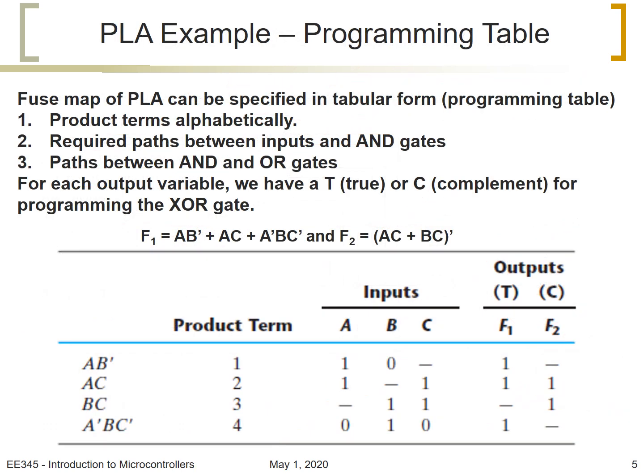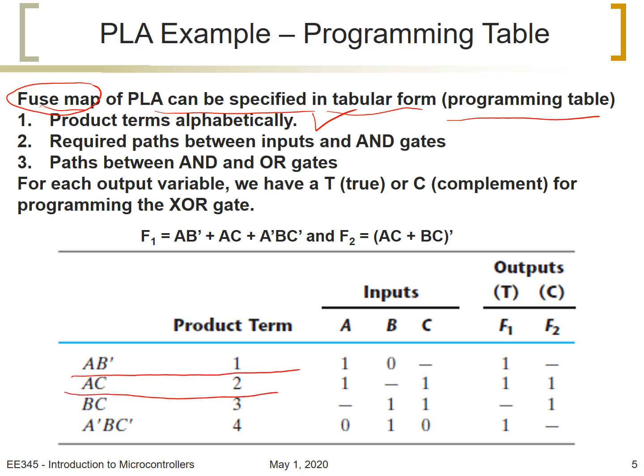Let's take another example. Well, let's explain more before the other example. The construction of the PLA is done through what we call the PLA programming map. There's a fuse at every interconnection, and the fuse map of the PLA is specified in tabular form, which we call a programming table. The product terms are arranged alphabetically, so we have AB prime, that's the first one, and then AC, and then BC, and then A prime BC prime. And then we have the inputs A, B, C.